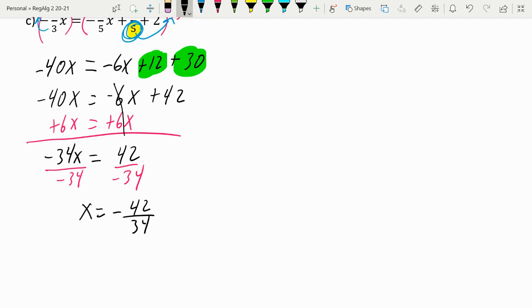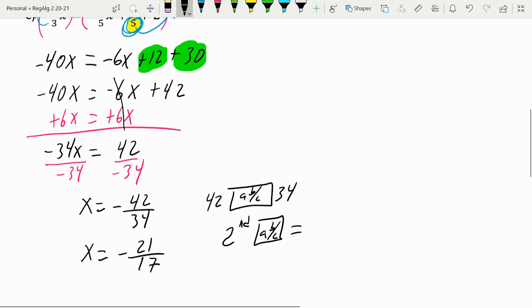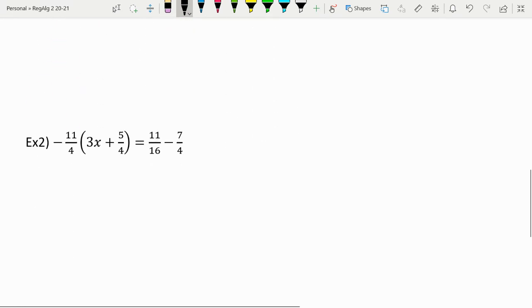I think we've talked about this enough where we say, all right, 42 fraction bar 34. And then whatever your answer is, you're going to have to hit second, the fraction bar again, and then equal. And what are you going to end up with? Negative 21 over 17. And yes, you do have to reduce, or your answer is technically wrong.